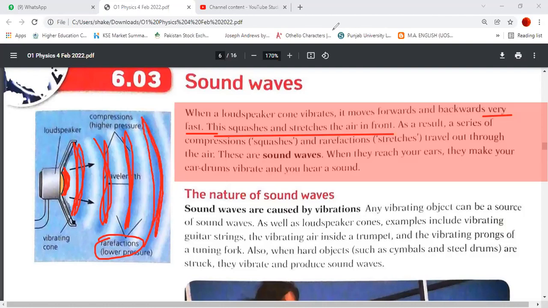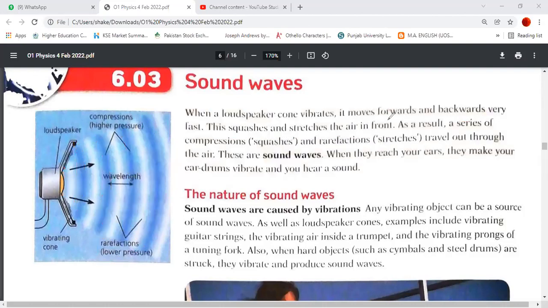Although you can see that the sound waves can't be seen. So as a result, a series of compressions and rarefactions travel out through the air. Compressions are squashes, and rarefactions are the stretches among the air columns. These are sound waves. So these compressions and rarefactions are actually the sound waves. When they reach your ears, they make your eardrums vibrate and you hear a sound.